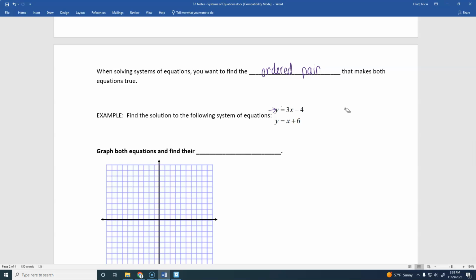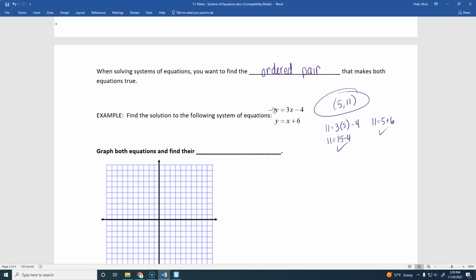5. 5 for x. So if I do 5 for x, all right, (5, 11). Okay, so if I plug that into the first one, I'll have 11 equals 3 times 5 minus 4. So 11 equals 15 minus 4. Is that correct? Yes. All right, and then if I do 11 equals 5 plus 6, is that correct? Yes. So that is the solution, (5, 11). But guessing and checking, we were lucky that Aiden came up with that for us.